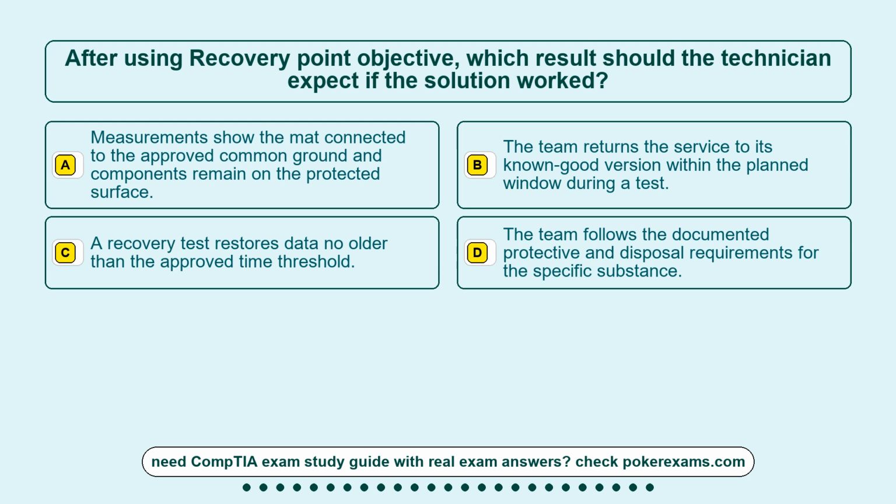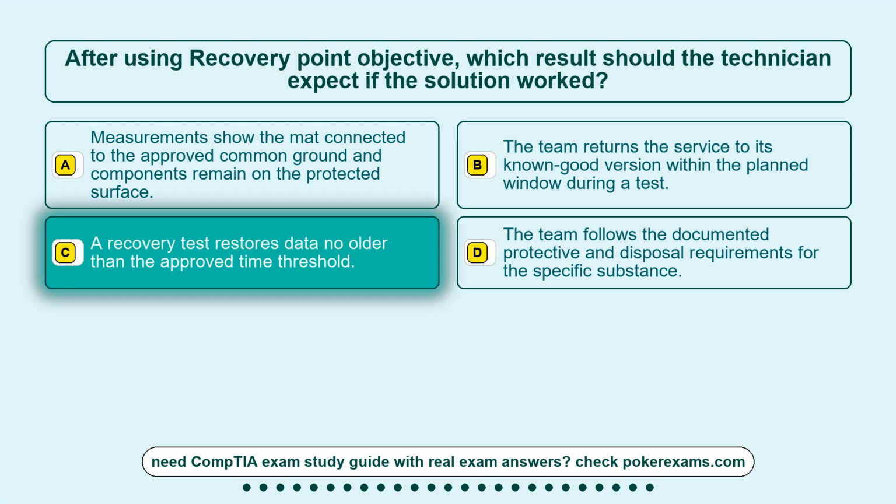Question 25. After using recovery point objective, which result should the technician expect if the solution worked? Option A. Measurements show the mat connected to the approved common ground and components remain on the protected surface. Option B. The team returns the service to its known-good version within the planned window during a test. Option C. A recovery test restores data no older than the approved time threshold. Option D. The team follows the documented protective and disposal requirements for the specific substance.